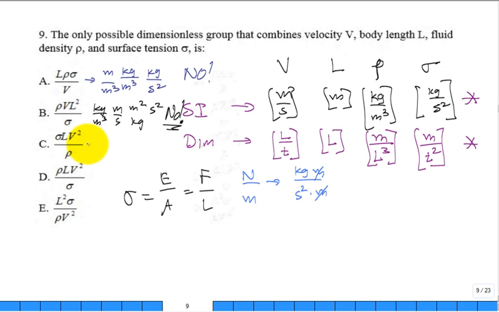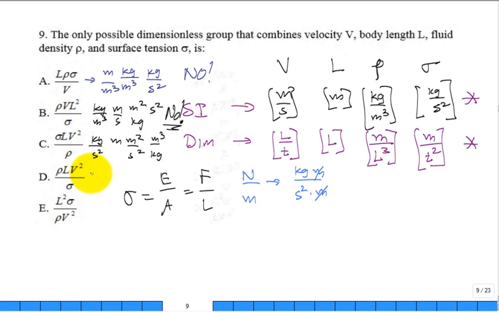Let's keep working. Sigma, that's a kilogram per second squared. Length, meter, meters per second, but both of those are squared. And then the density is a kilogram per meter cubed. Is that going to work? Nope, not going to work.